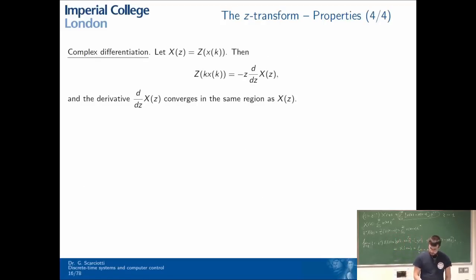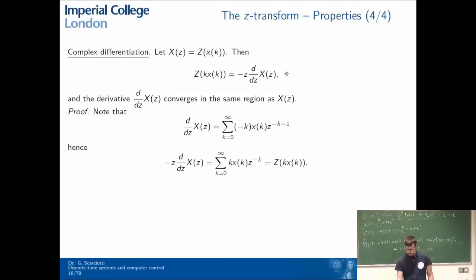We go now to talk about the next property, and the next property is the complex differentiation. So the complex differentiation tells you what happens when you take your function x of k and you multiply x of k by k. And we see that the result is that you can compute the z transform of this function as the z transform of the original function x of k, then you have to take the derivative and multiply by minus z. Okay, so let's look at the proof. The proof is quite simple.